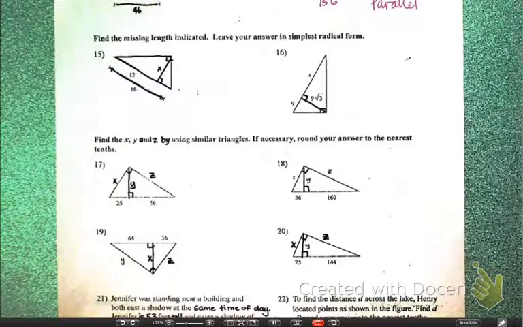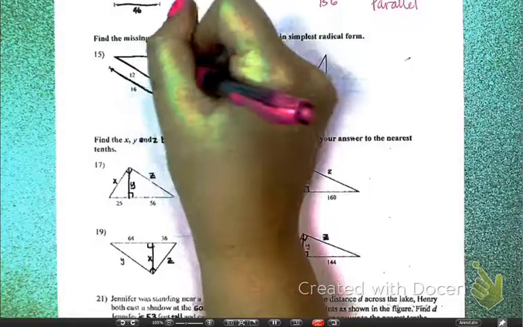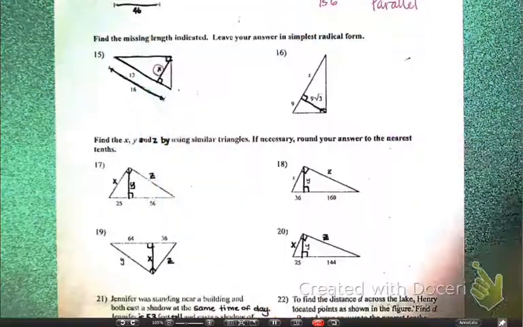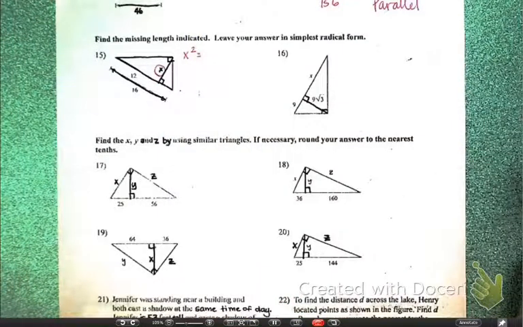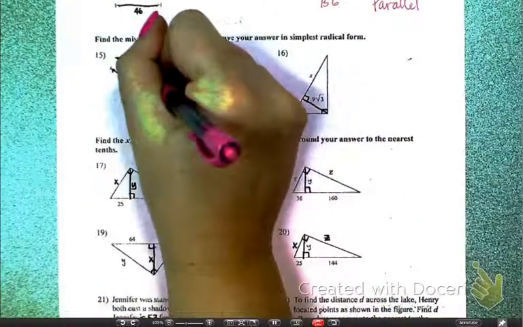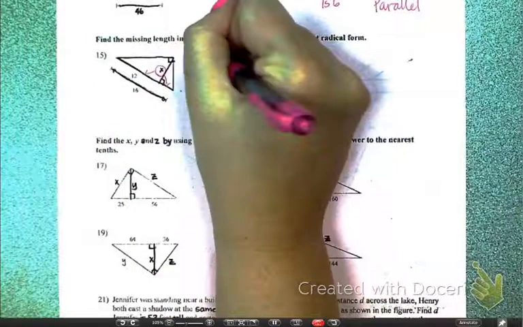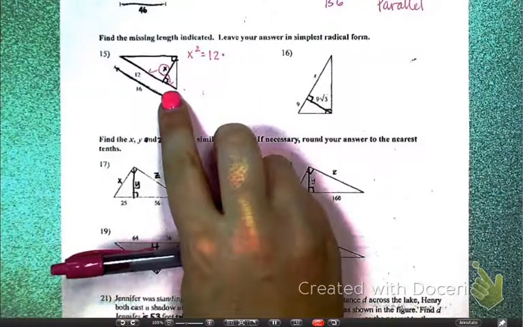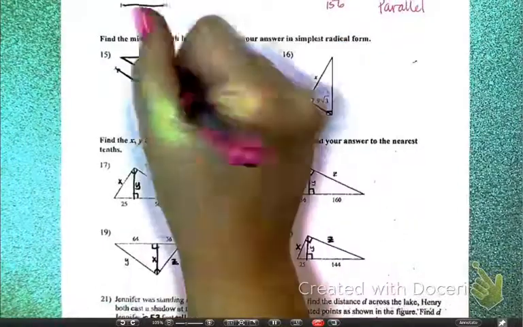Okay? So looking at number 15, is this a leg or an altitude problem? Altitude. So that's what you should ask yourself tomorrow. Is it a leg or altitude problem? So altitude squared equals what? The product of the hypotenuse. So I know 12, and then I need to know this piece. It's 4. 16 minus 12 is 4.